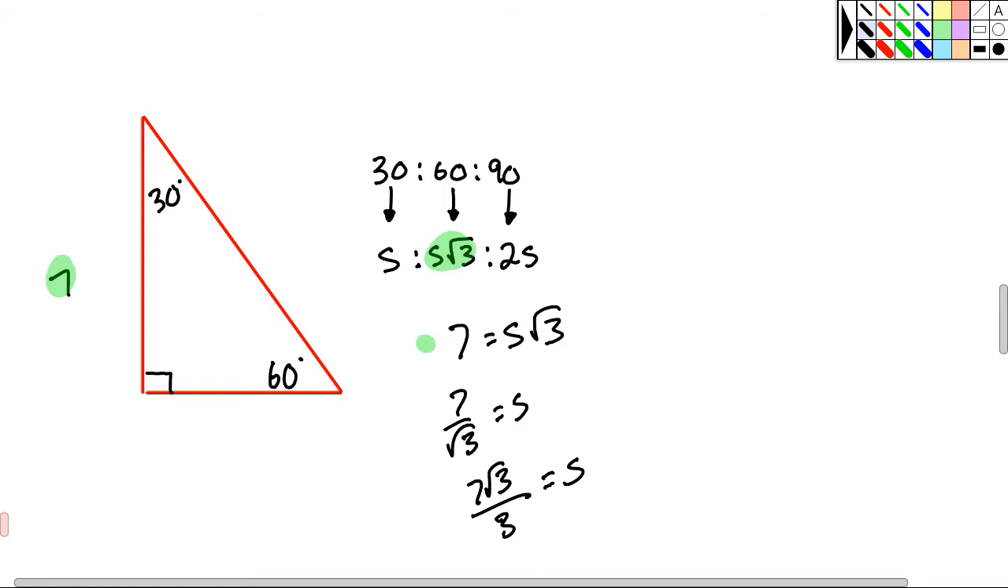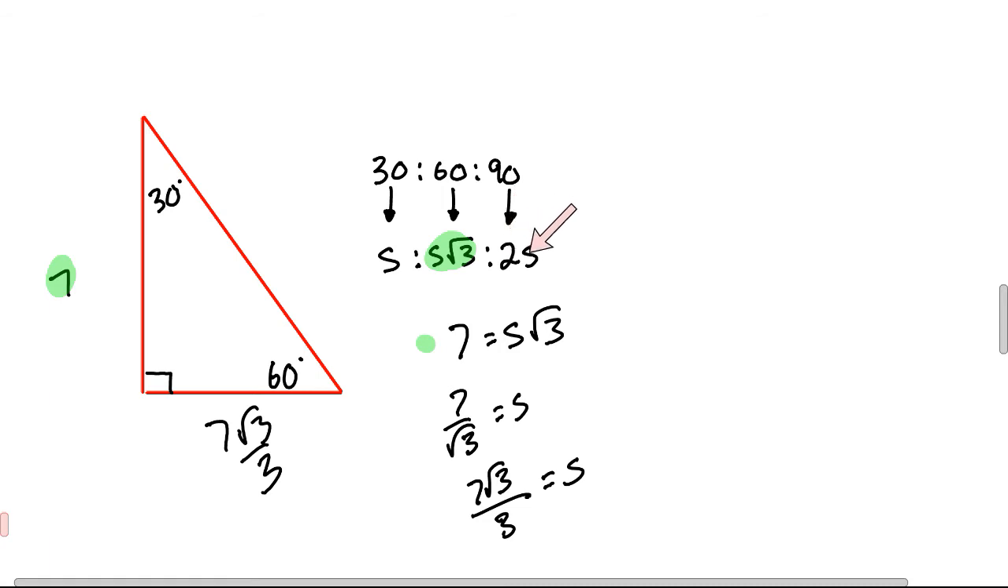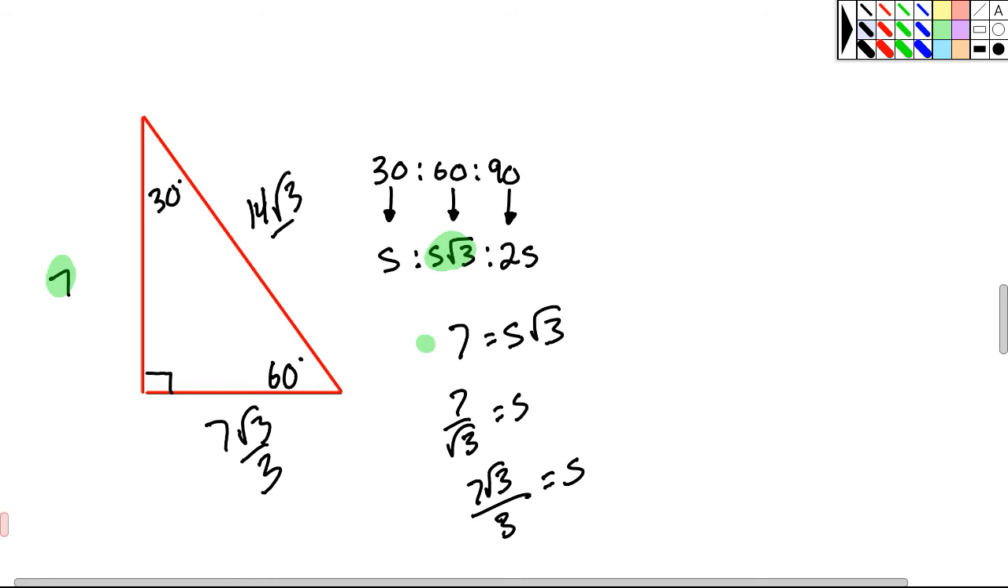And the side across from the 90, well, how do I figure out that? Well, that is 2 times the value of s. If s is this, what is 2 times this? Well, 2 times 7 is 14, so it's going to be 14 root 3 all over 3.